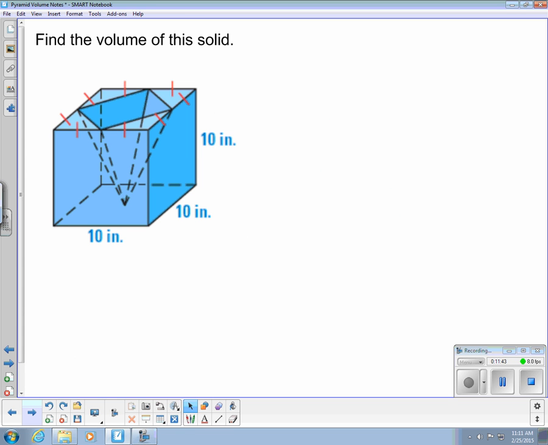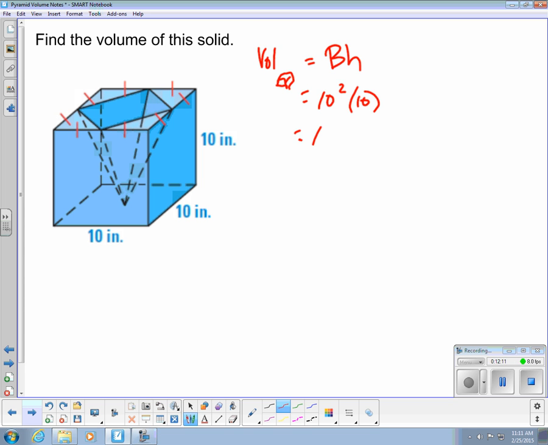All right, so here's a little bit more of a complex figure here. We're going to work on finding the volume of this solid with a hole that's a pyramid-shaped hole in it. So if we look at the whole entire picture, we can see that the solid, the main thing, is a cube. And so the volume of the cube is equal to the B times the H, which is 10 squared times 10. So that's 1,000 is that volume.